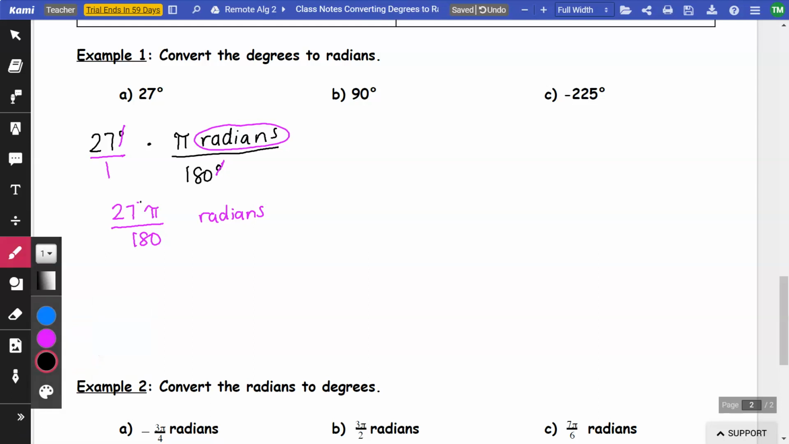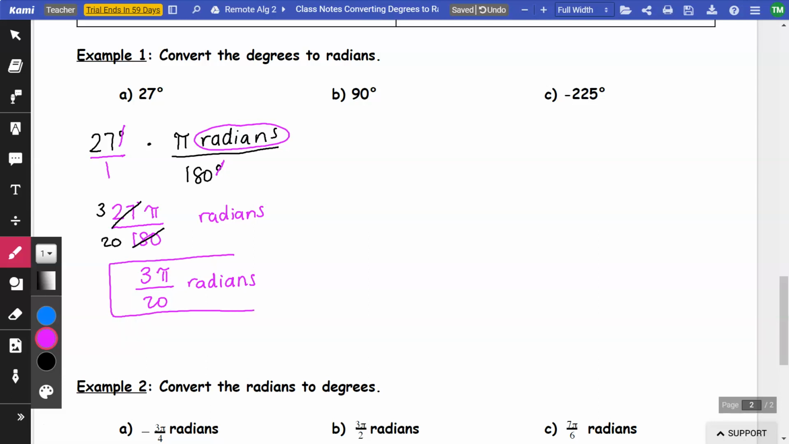So if I take 27 divided by 9, I'm going to get 3. And if I take 180 divided by 9, I'm going to get 20. So this reduces to 3 pi over 20 radians. And when we talk about radians, we do want to leave them in terms of pi.